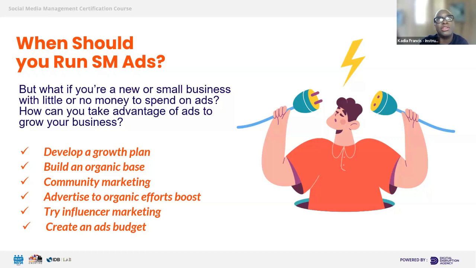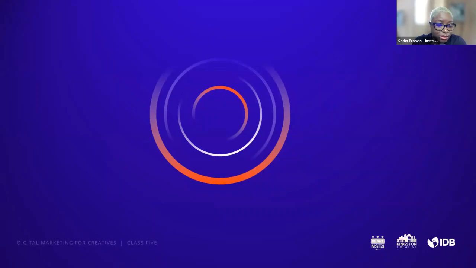So it's just about making sure that there's alignment between this person and your brand, especially if it's a niche brand that has the audience that you want for your niche product. Try influencer marketing. I said that already. Create an ads budget, right? Okay.